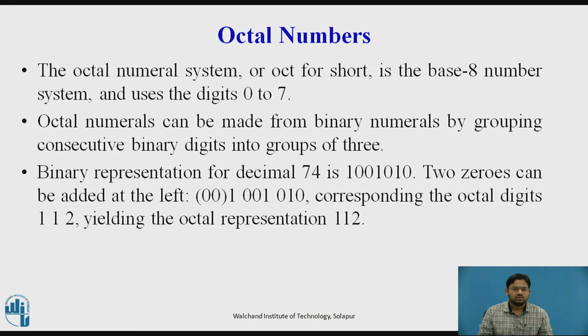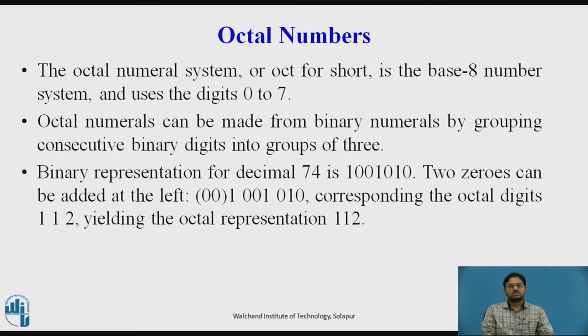Similarly, which are the symbols in the octal number system? 0, 1, 2, 3, 4, 5, 6, 7. These are the 8 symbols starting from 0, and these are the symbols actually used in the octal number system.